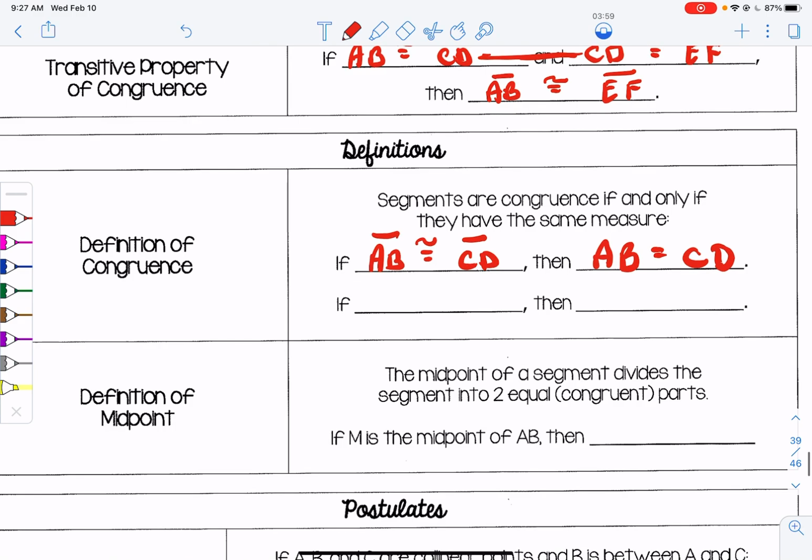And then guess what? It works if you reverse it. If AB is equal, if their measures are equal, then they are congruent line segments. Okay, so you use the definition of congruency when we change from an equal to a congruent or back and forth, either way.